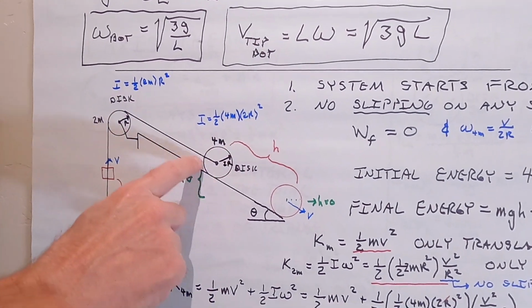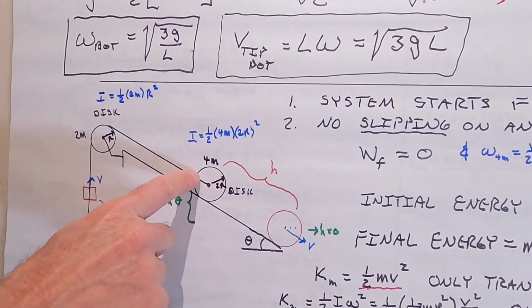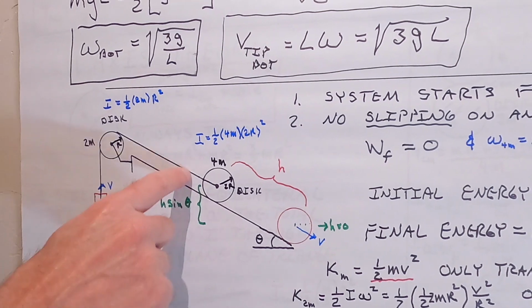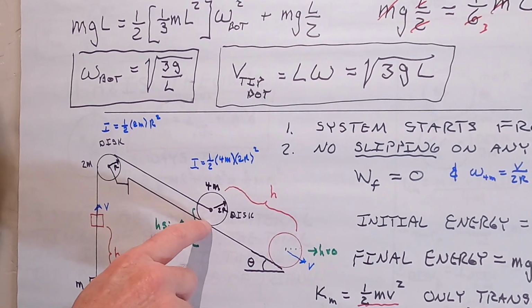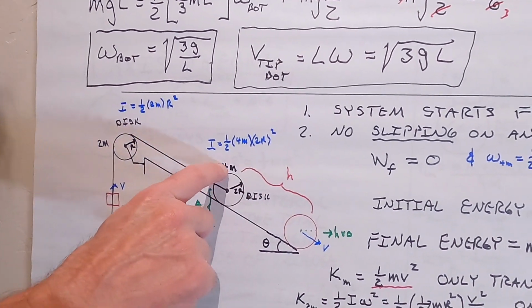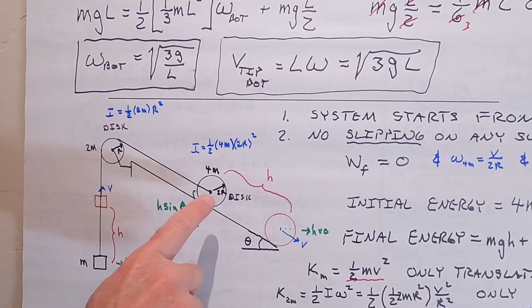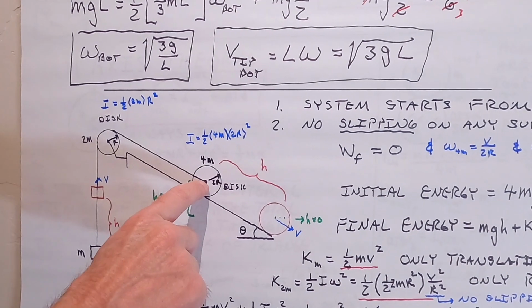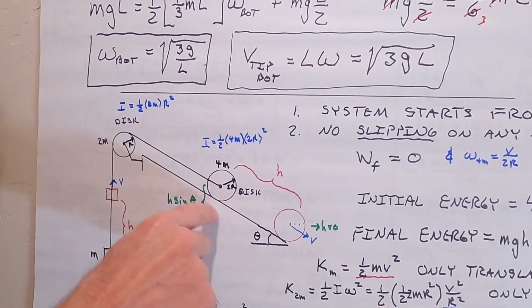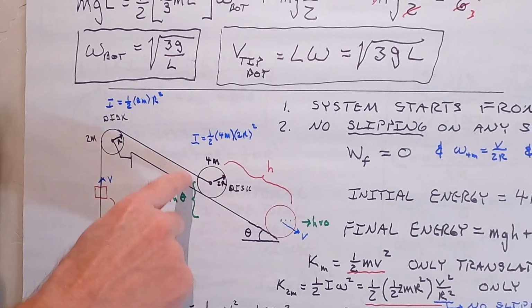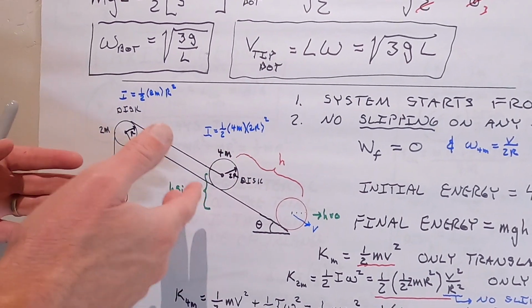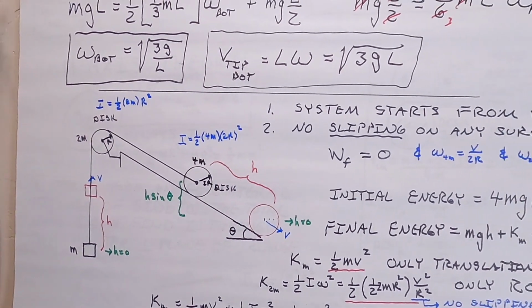This one over here is rolling without slipping, so the velocity of the rim is the same as the velocity of the object right here, because it doesn't slip. So we can say the omega of this one is the velocity over 2r. So you have one similar to this on your homework.